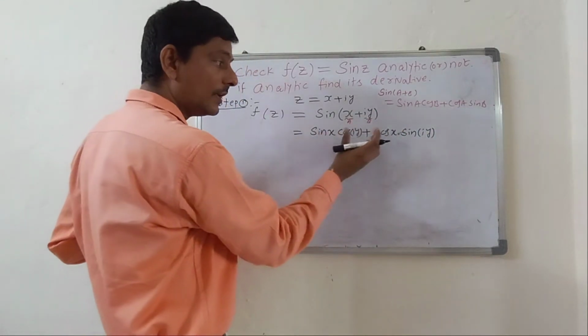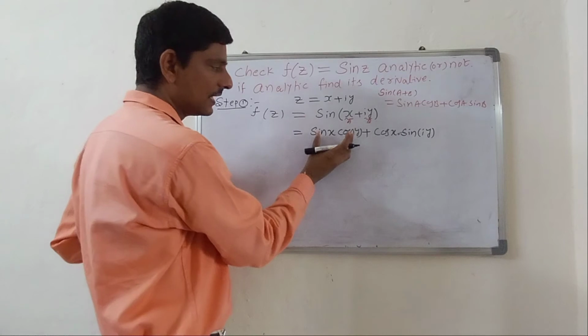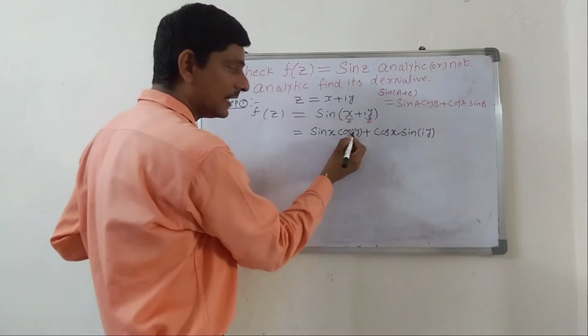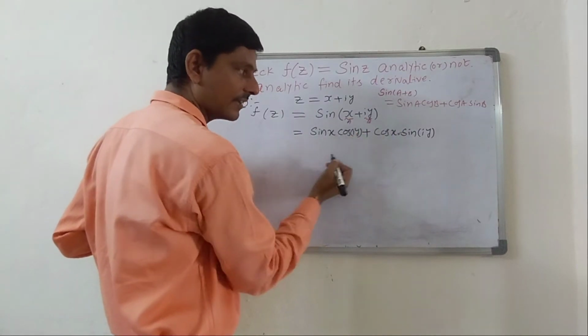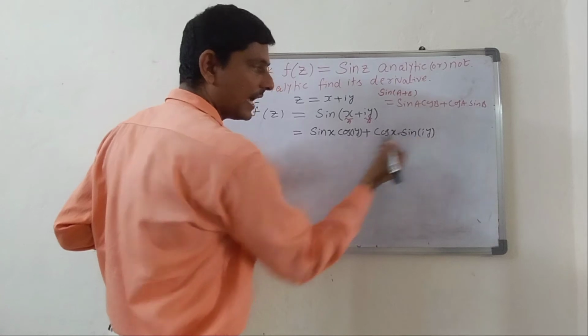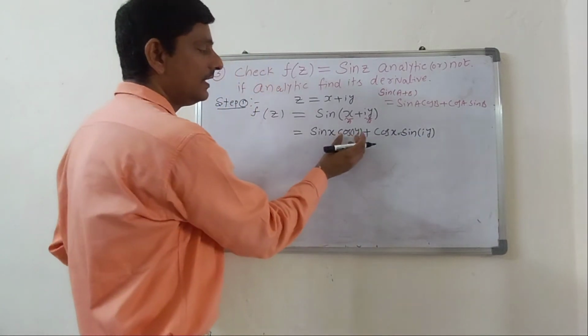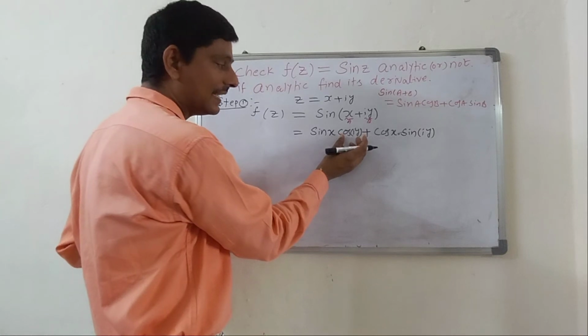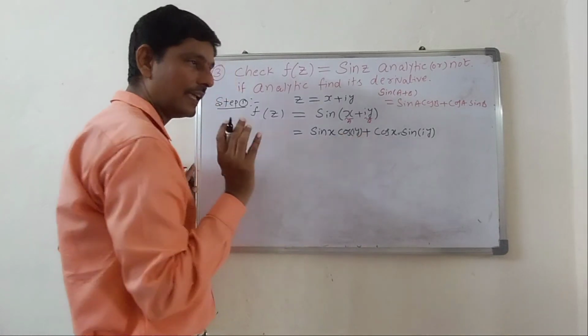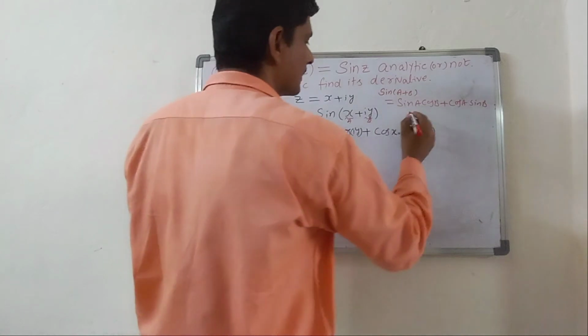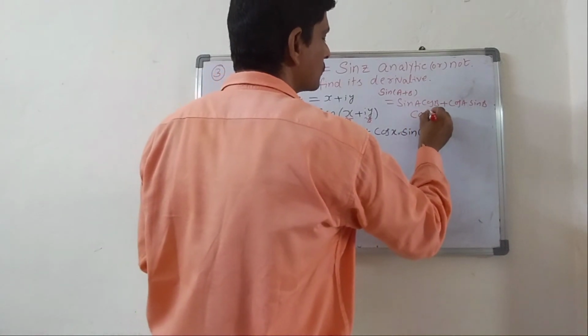So here there is no imaginary part particularly. So sin x into cos iy plus cos x into sin iy. But in the cos function the angle is iy, and in the sin function the angle iy is there. So you should remember one more formula here. When i is there in the angle of the cos function, there is a formula. You must remember these two formulae.